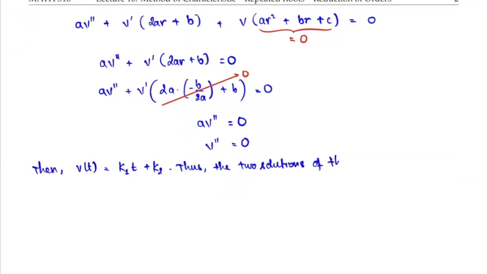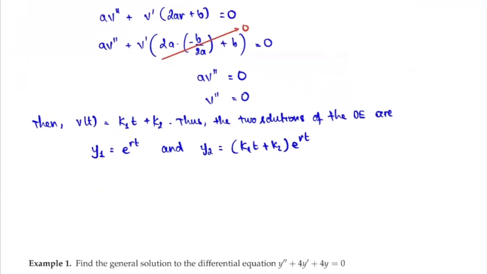Okay. Thus, the two solutions of the differential equation are: the first solution is y1 equal to e to the rt, and y2 is equal to k1t plus k2 times e to the rt, again, where r is equal to negative b over 2a.